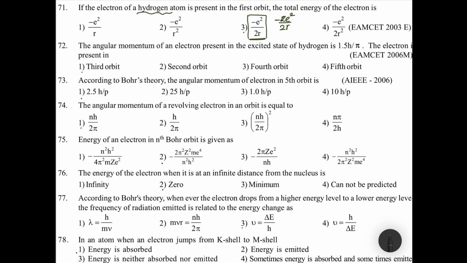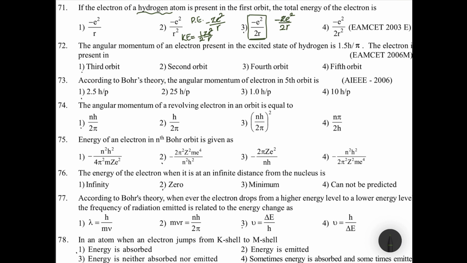What about potential energy? Potential energy is minus Ze square by r. Kinetic energy is half Ze square by r, which is positive. Kinetic energy is half Ze square by r. Potential energy is minus Ze square by r. Total energy is minus Ze square by 2r, or you say minus half Ze square by r. Fine, Z is equal to 1 because it is hydrogen atom. Good job.